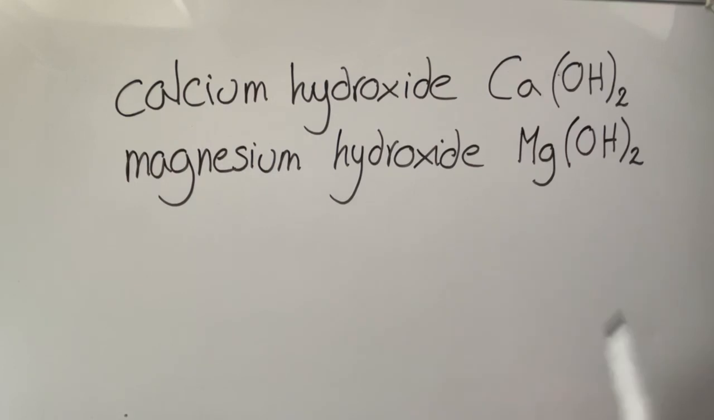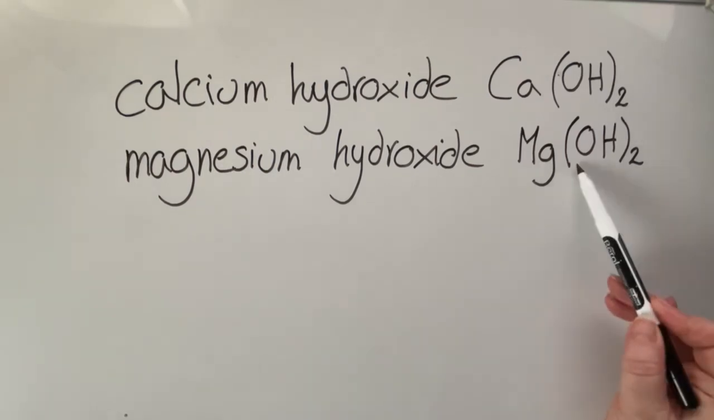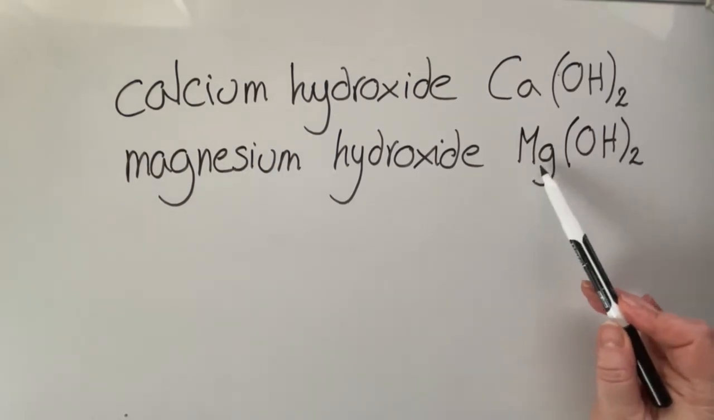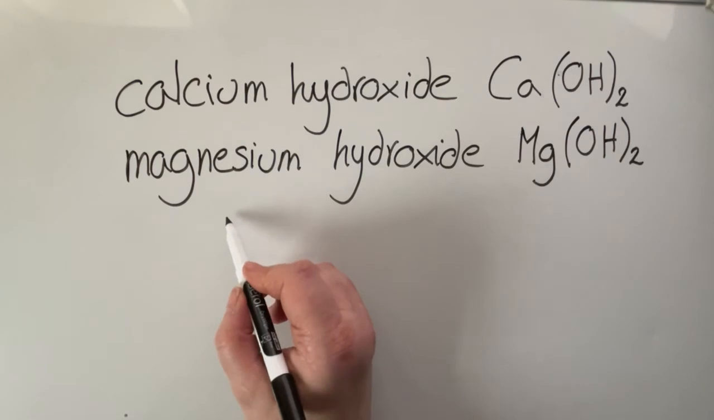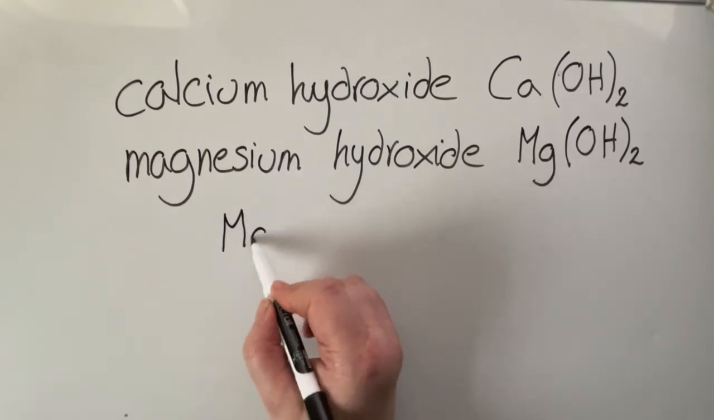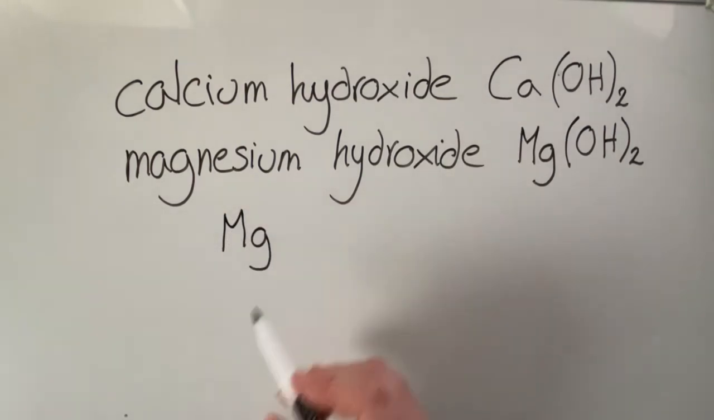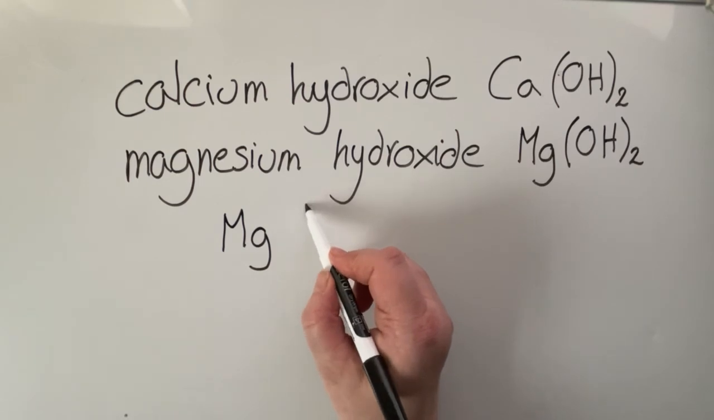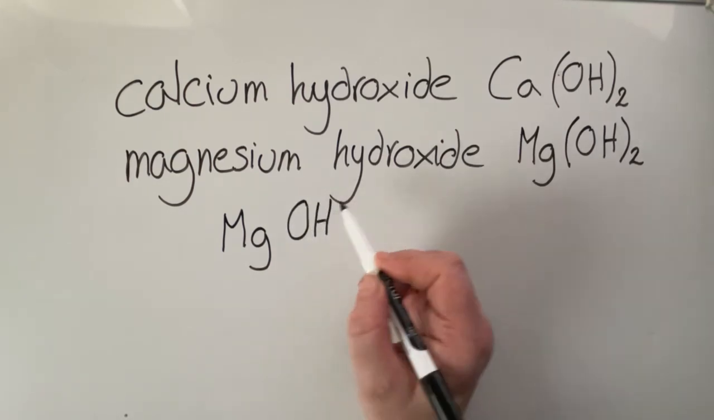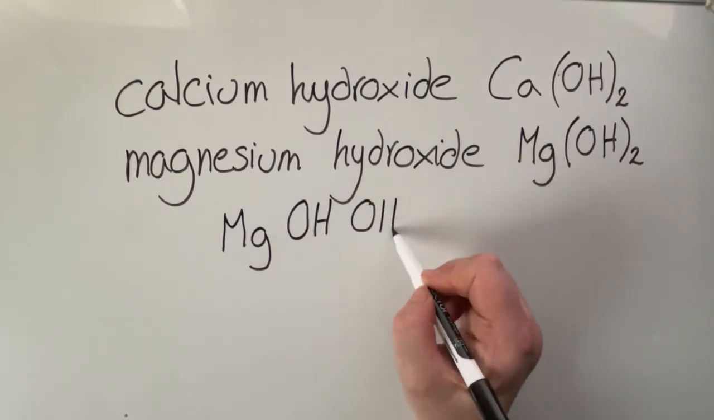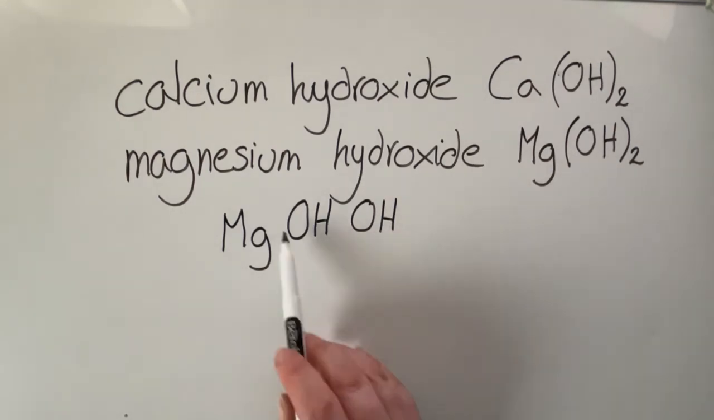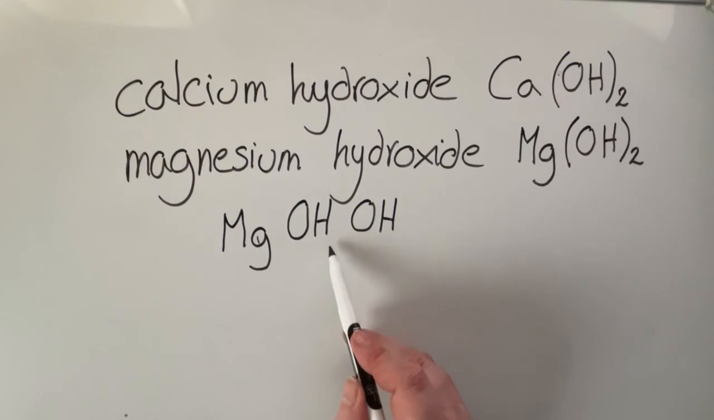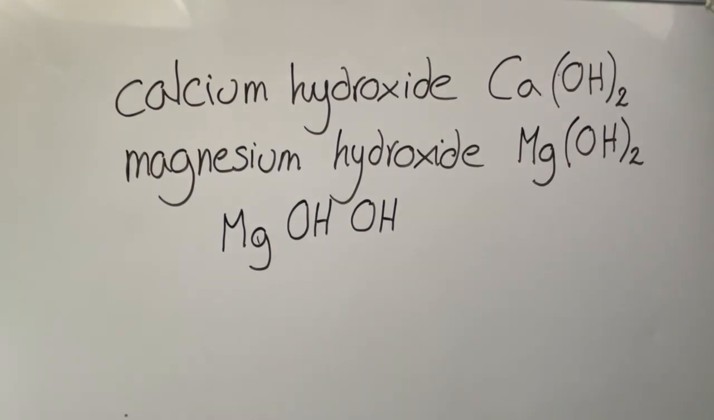Let's explain what this subscript 2 is doing with these brackets, so what does this formula actually mean? If we look at magnesium hydroxide's, that means we've got 1 magnesium and 2 of these OH groups. Rather than writing this twice, we pop brackets round one of them and then put the 2 subscript on.